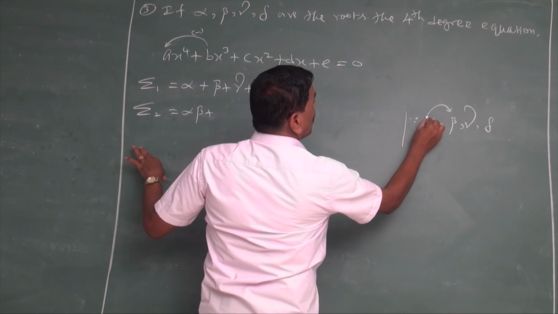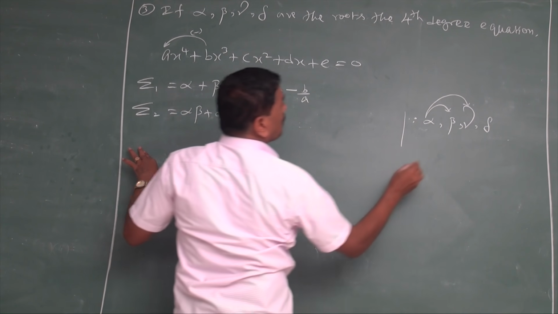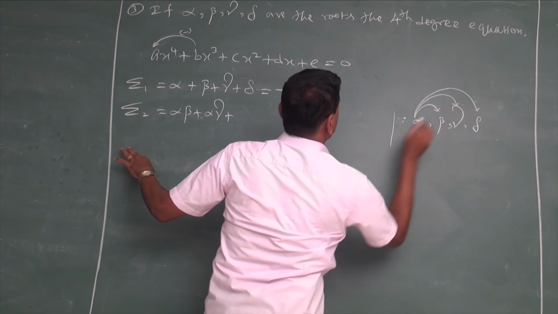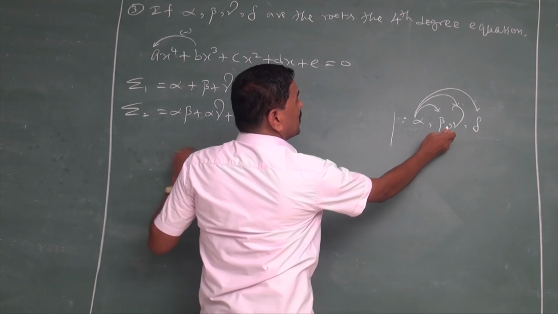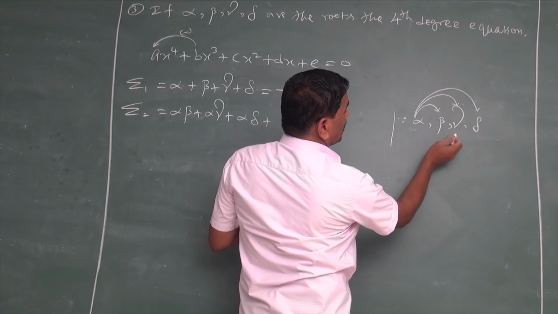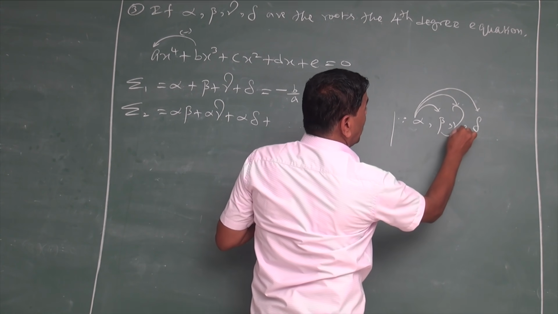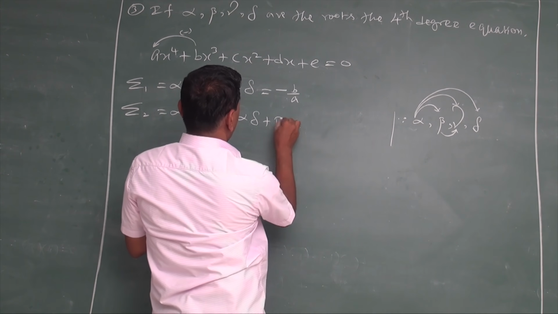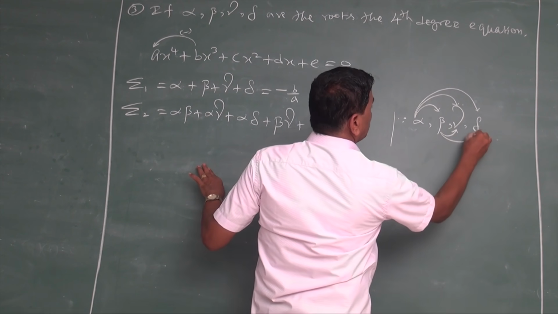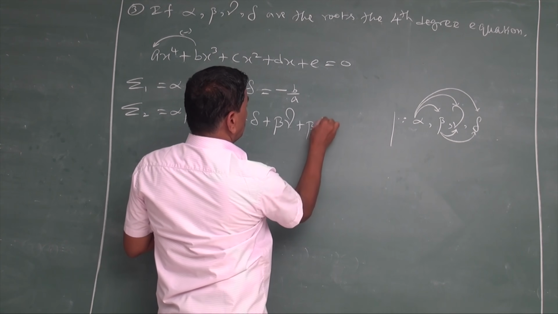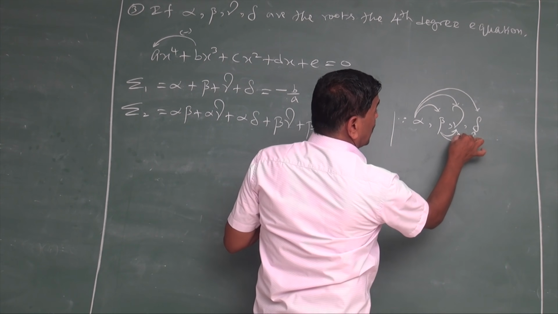plus alpha gamma plus alpha delta plus, now the second element is beta. So beta is grouped with the remaining two elements on the right side. That means beta gamma plus beta delta. Now gamma is grouped with the right side element, that is gamma delta.